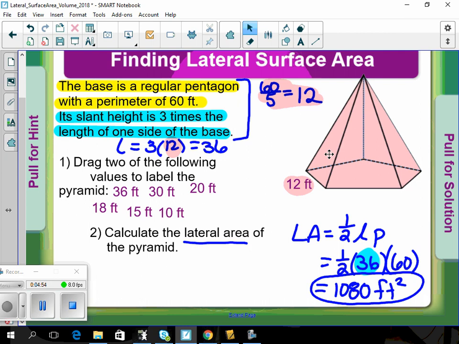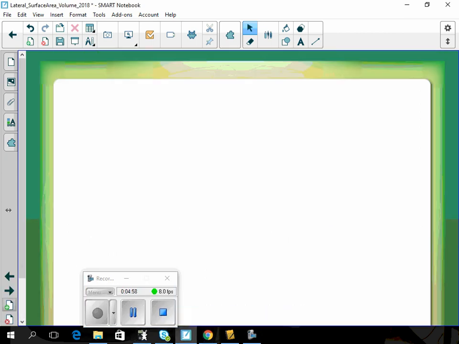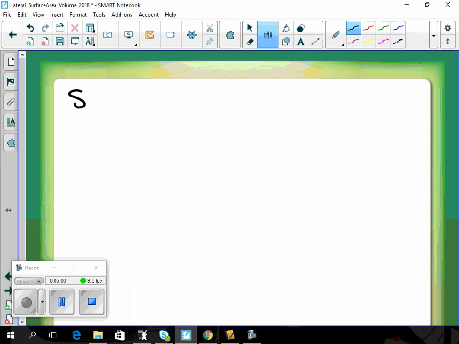What if I said I want you to find the surface area too? So let's do that. Let's find the surface area of the same picture. So you have the picture drawn on your paper. It's that pyramid, that pentagonal pyramid. What's the formula for the surface area of a pyramid? Look at your formula sheet. What does it say?